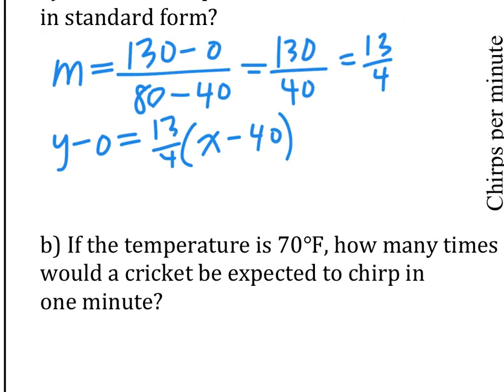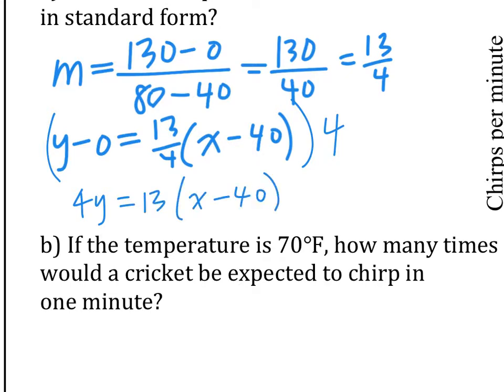So is there a need for us to keep this fraction? No, there is no need to keep this fraction. So we want to just get rid of the fraction from the get-go. So how do we get rid of this fraction? Times 4. This will make everything much easier. So this is 4y equals 13 times x minus 40. Please do not distribute that 4 into the parentheses. That's not how it works.